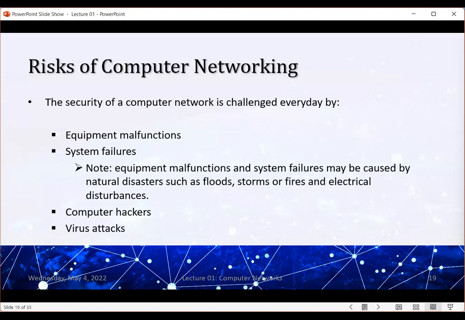And also there may be risks from computer hackers.